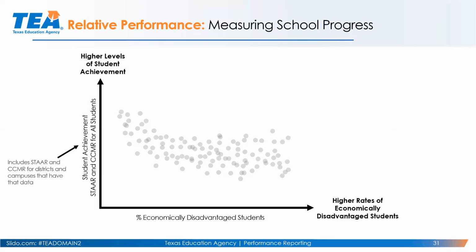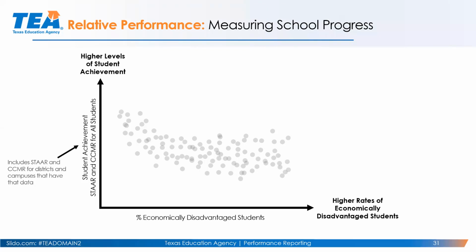Relative performance measures student achievement results of all students relative to districts or campuses with similar economically disadvantaged percentages. So the left-hand side, or the y-axis, is the component result from the student achievement domain for STAAR, or STAAR and CCMR for districts and campuses that have graduates. Elementary schools and middle schools do not have graduates, so STAAR is the only component for relative performance. For high schools and districts that have the data, it's STAAR and CCMR.